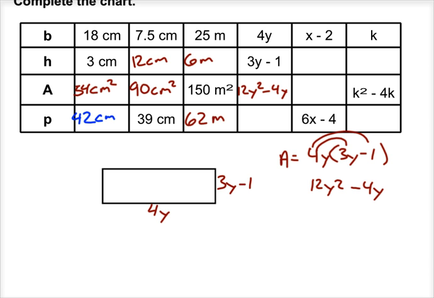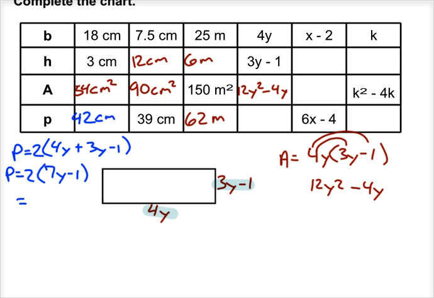Looking at the perimeter. Well, I know that the perimeter is going to equal adding these two pieces together and then doubling that answer. So it's going to be double what I get when I take 4y and add 3y minus 1. So 4y plus 3y is 7y, and then I still have the minus 1. And now if I distribute the 2, I get 14y minus 2.